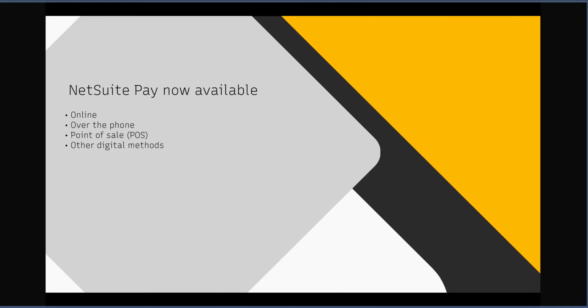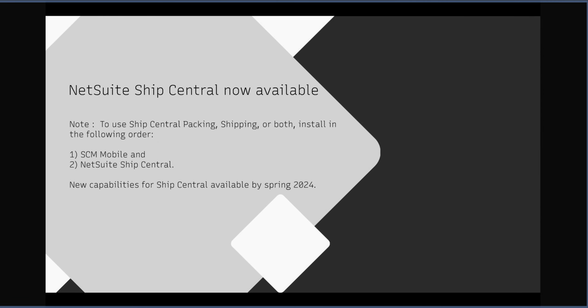Let's jump on to new Ship Central capabilities. NetSuite 2024.1 includes a few enhancements to Ship Central. Use of Ship Central packing, shipping, or both requires that you install the suite apps in the following order: SCM Mobile and NetSuite Ship Central. The new capabilities for Ship Central are targeted to be available by spring 2024.